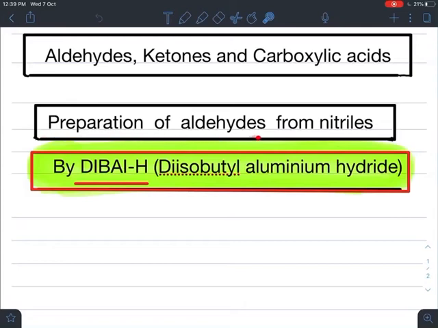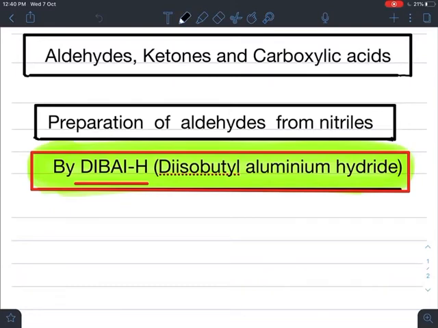Separation of aldehydes from nitriles by the diisobutyl aluminum hydride method, the DIBAL-H method. In short, the short form of diisobutyl aluminum hydride is DIBAL-H. So, the DIBAL-H method.